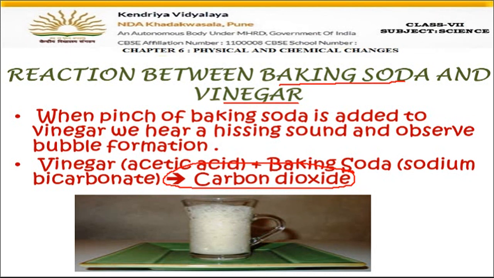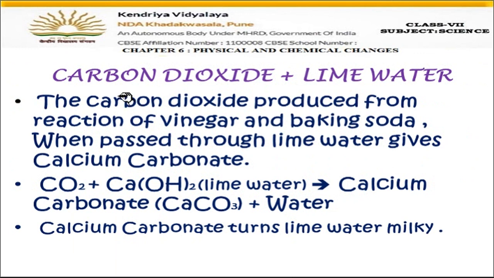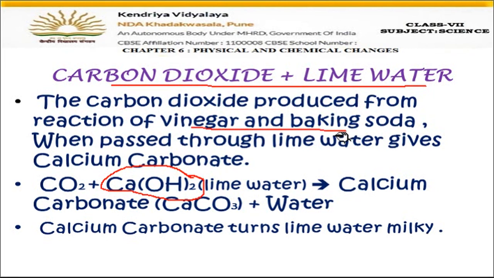Now let's move on to the next slide and see. When carbon dioxide reacts with lime water, children, lime water's formula is Ca(OH)2. OH is written in a bracket and after the bracket 2 is written. What is the formula for carbon dioxide? It is CO2. So the carbon dioxide which is produced by the reaction of vinegar and baking soda, when this CO2 reacts with lime water, Ca(OH)2, then the new product formed is calcium carbonate.